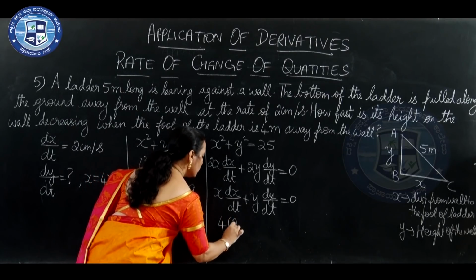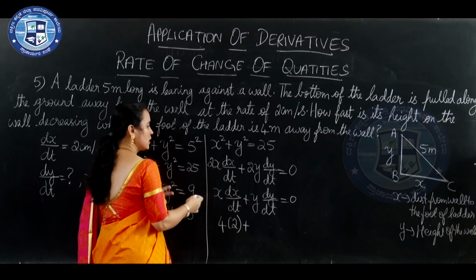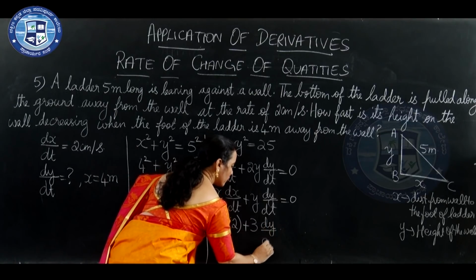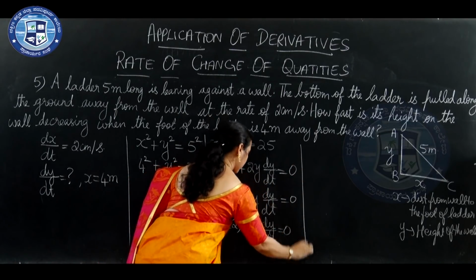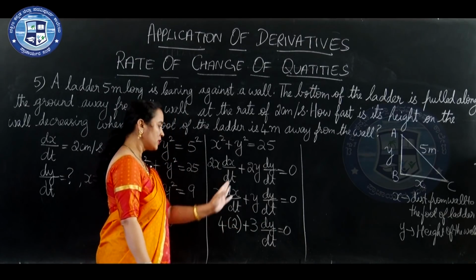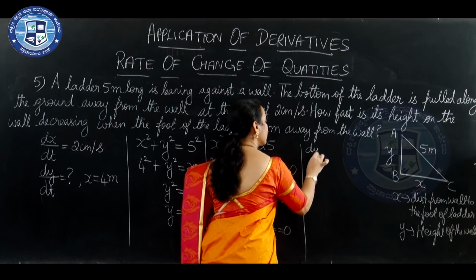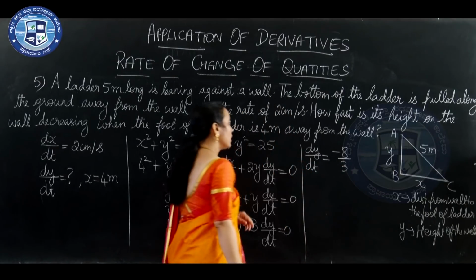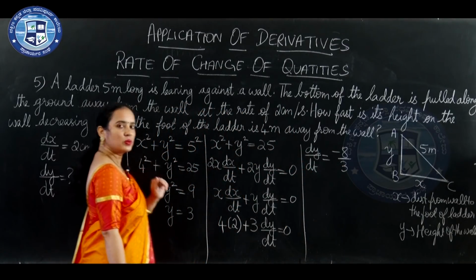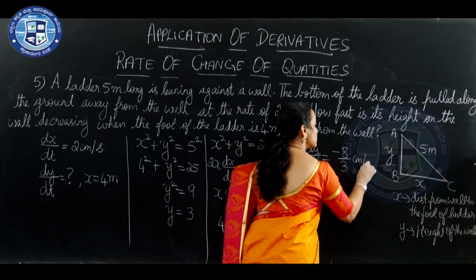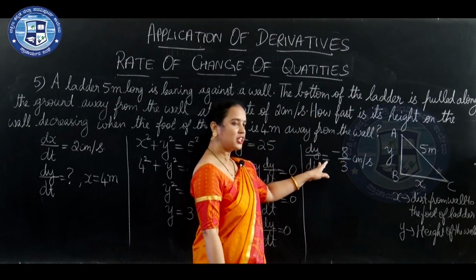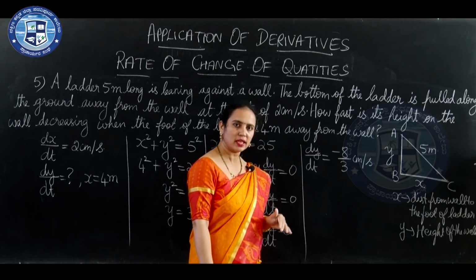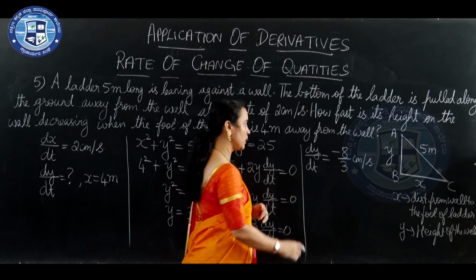dx by dt is 2 plus y is, we got it as 3, and dy by dt is what you have to find, is equal to 0. 4 into 2 is 8, take it to the right hand side. So, you will be getting dy by dt is equal to minus 8 by 3. Now, this is the change in height. So, the units will be centimeter per second. Now, if you see, the change in height is negative. What does that mean? Height of the wall is decreasing at the rate of 8 by 3 centimeter per second.